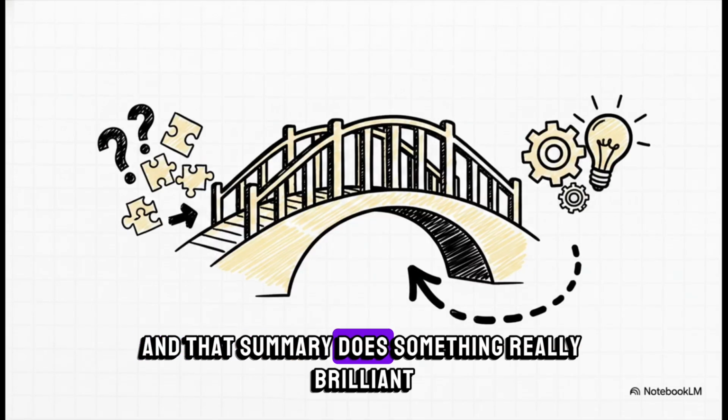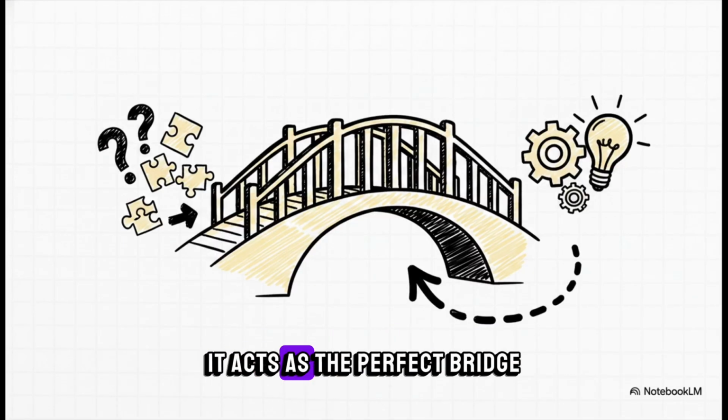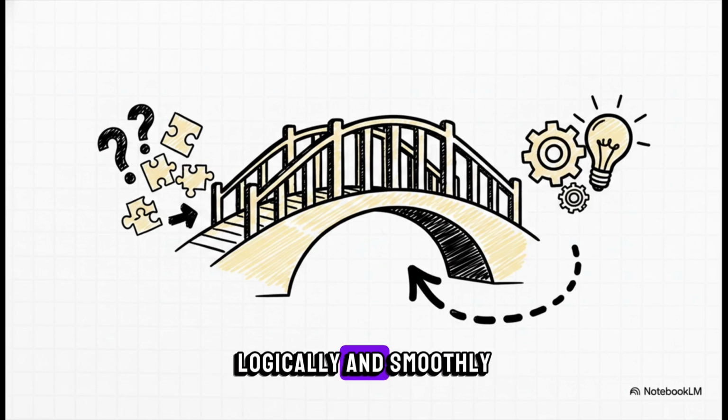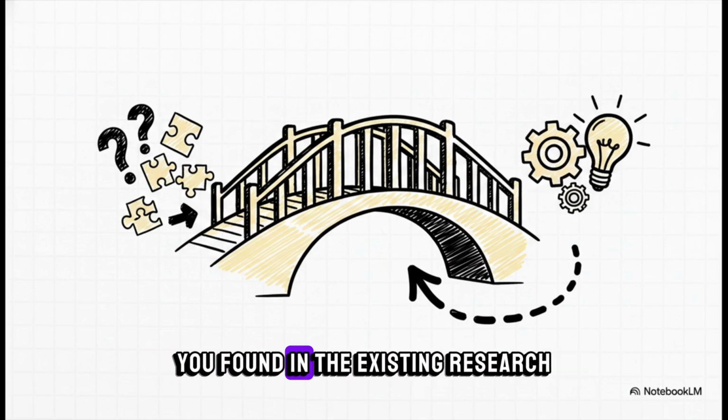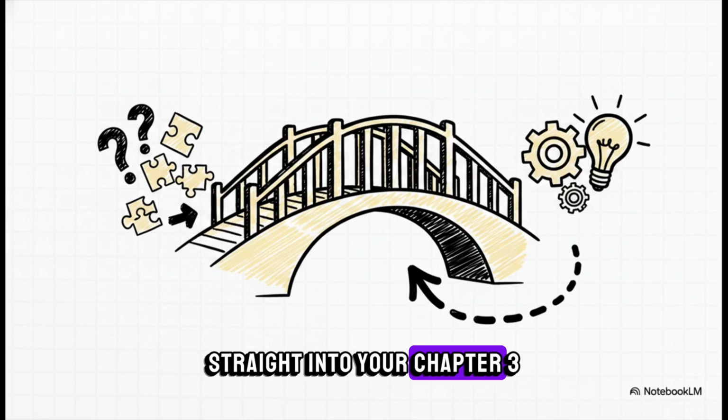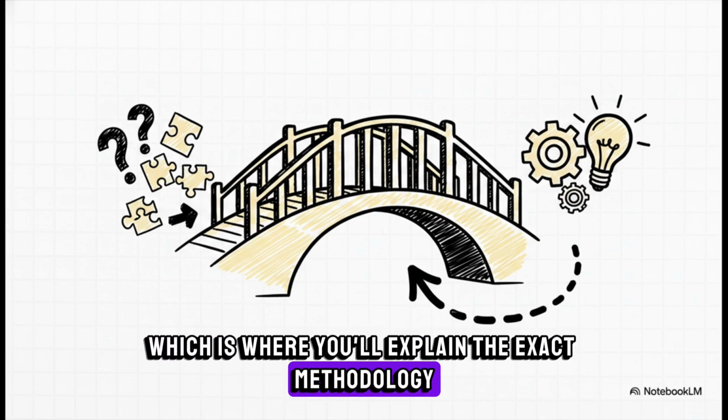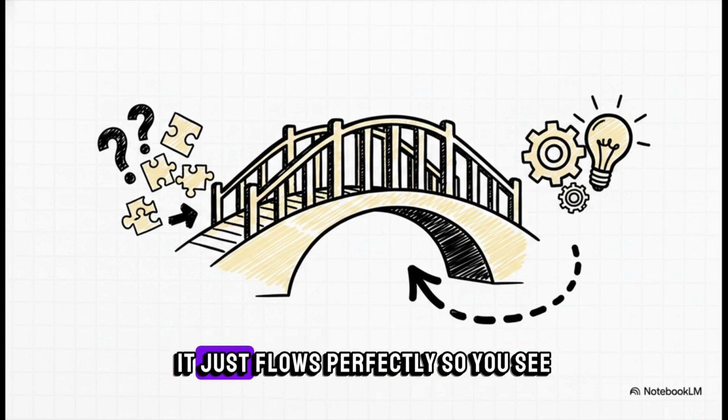And that summary does something really brilliant. It acts as the perfect bridge, logically and smoothly leading your reader from the problems you found in the existing research straight into your Chapter 3, which is where you'll explain the exact methodology you're going to use to solve them. It just flows perfectly.